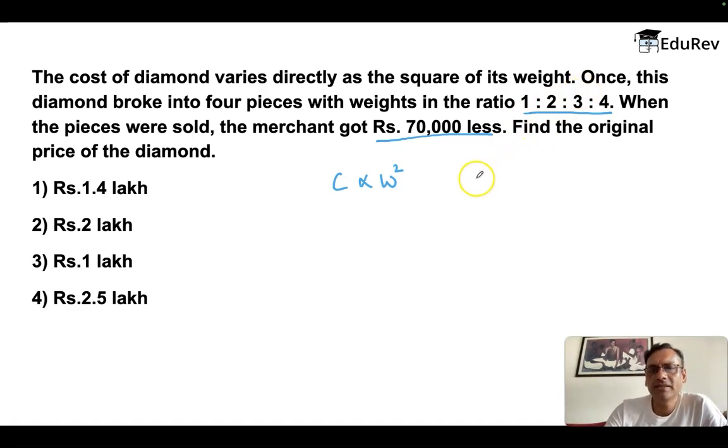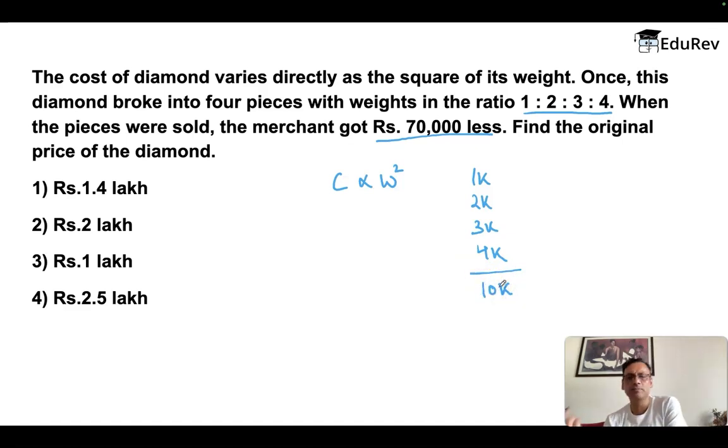Let's say the weight is 1K, 2K, 3K and 4K. Okay, let's say these were the earlier weights, because weight has been given in a ratio. The exact weight has not been given. So the weight is 1K, 2K, 3K, 4K. So the weight before breakage would have been 10K, 1 plus 2 plus 3 plus 4. Obviously, there will be no weight loss.